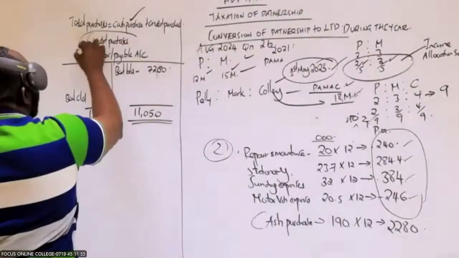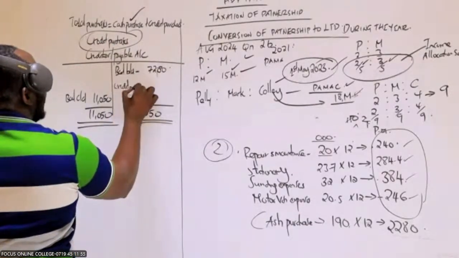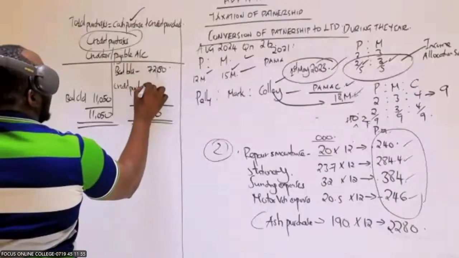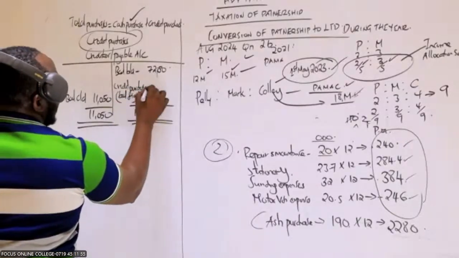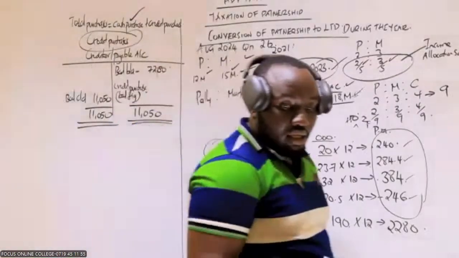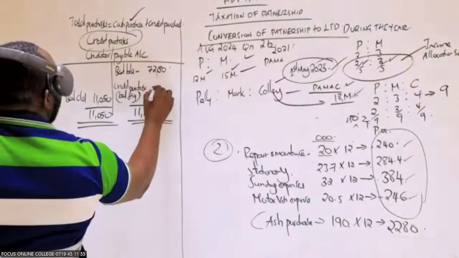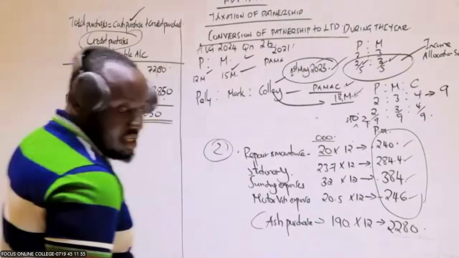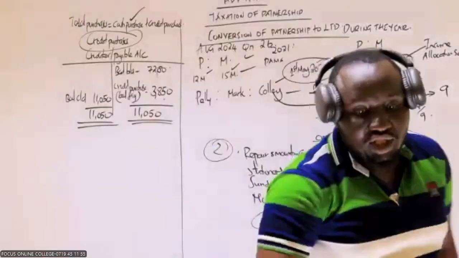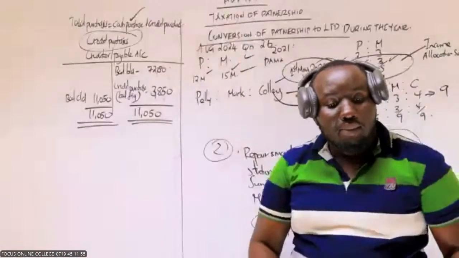I was looking for credit purchases. We have our credit purchases, and that is the balancing figure. So what is the credit purchase that we are looking for? The figure is 38,50.